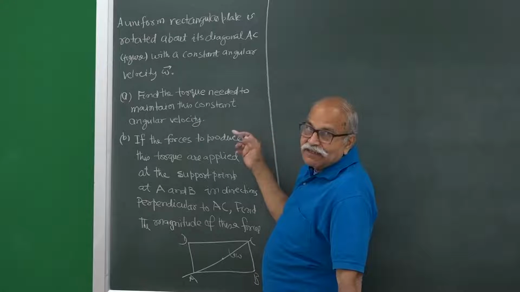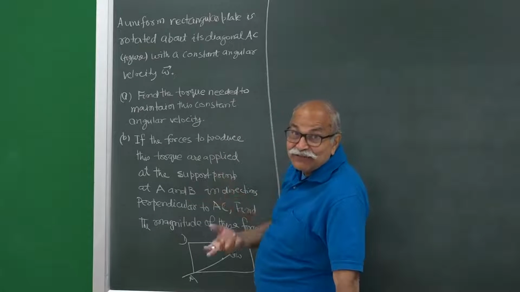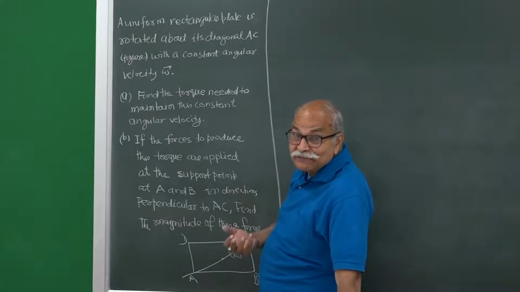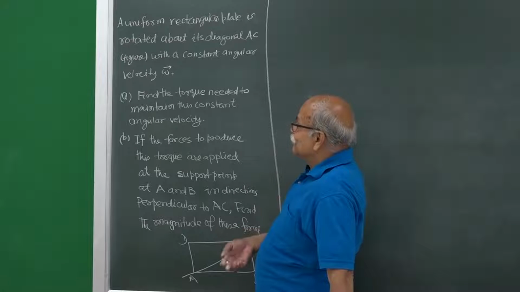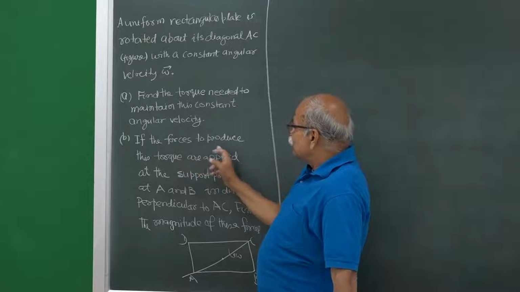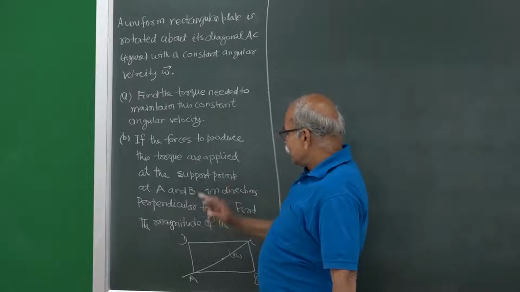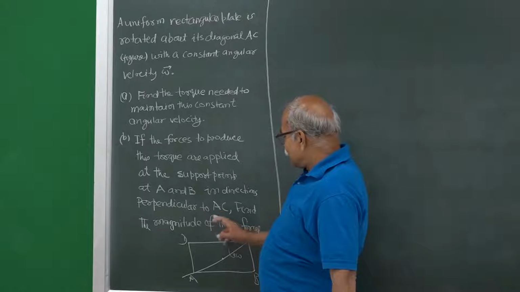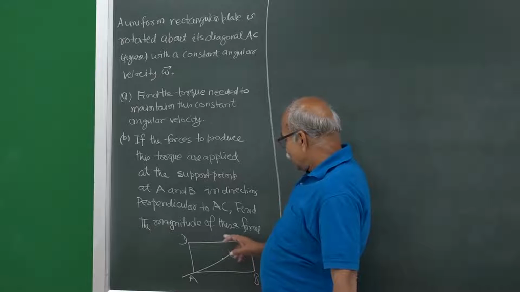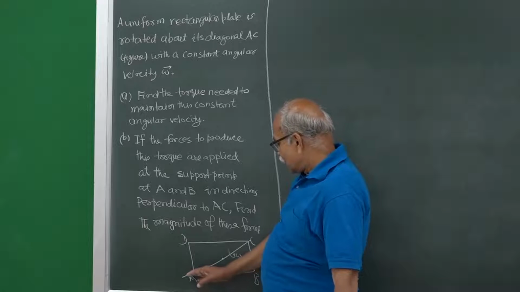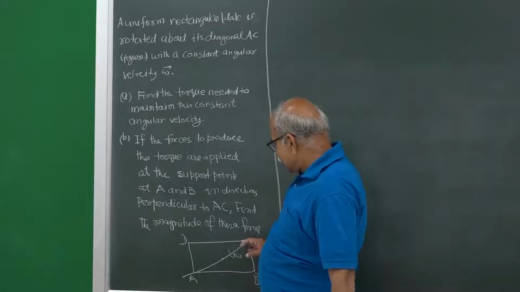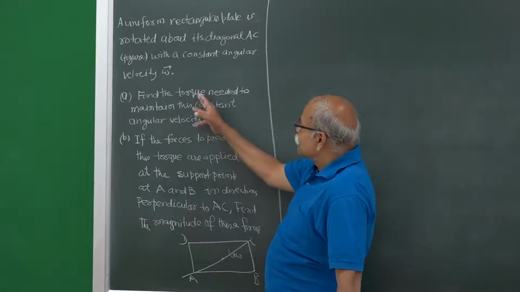You know, even for maintaining uniform constant angular velocity, sometimes you need torques. If the forces to produce this torque are applied at the support points at A and B in directions perpendicular to AC, find the magnitude of these forces. So, if the forces are applied here and here, then you have to find the magnitude. So, let us first do this.